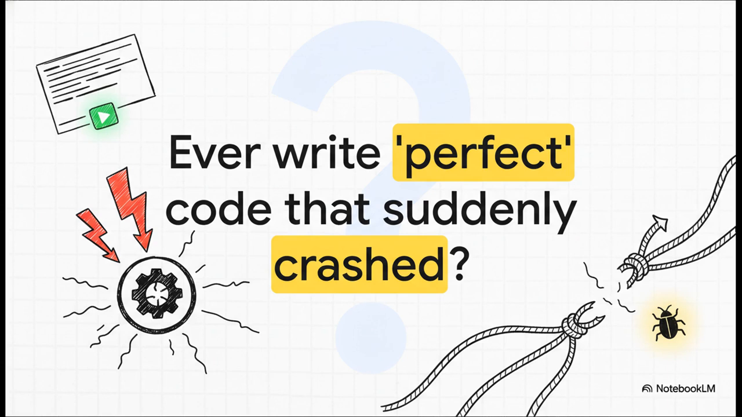So tell me if this sounds familiar. You've been coding for hours, you've written this piece of code that you think is just perfect. It compiles, it runs, everything looks great, and then bam, the second it touches some real-world data, the whole thing just falls over. We've all been there, right?